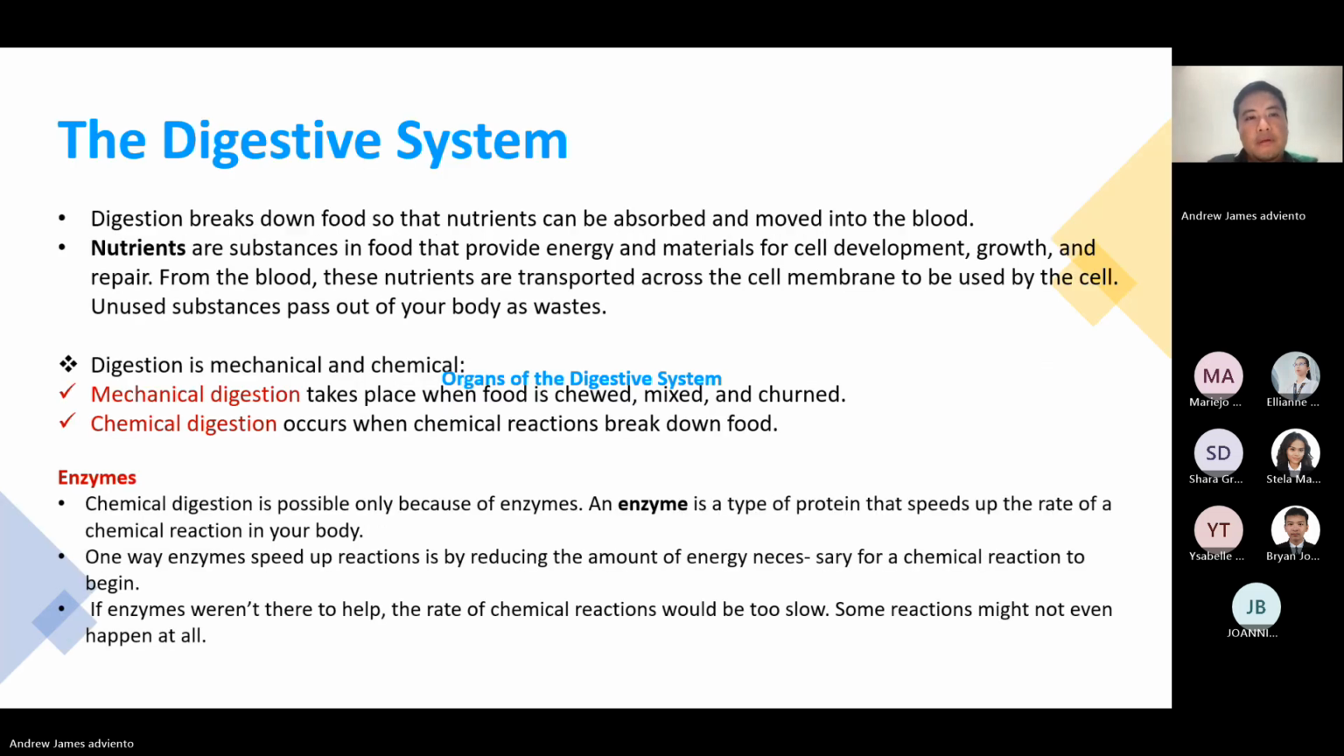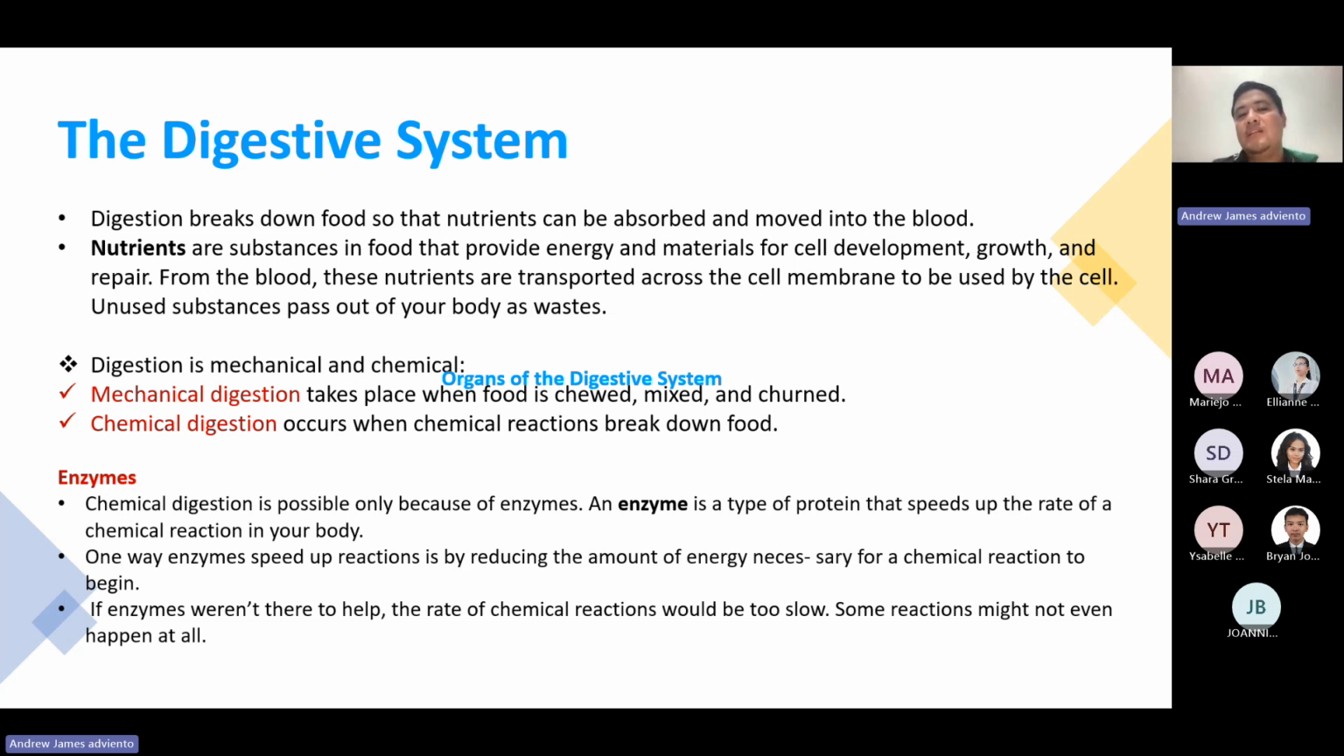All right. So the digestion. It's 5:51 now. Digestion breaks down food so that nutrients can be absorbed and move into our blood. So nutrients are very important. They help with cell repair, cell development, growth, like that. So it is important that we take what we need and we also process it inside of that.